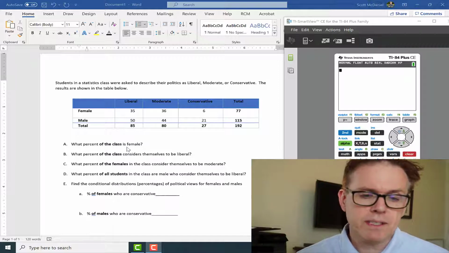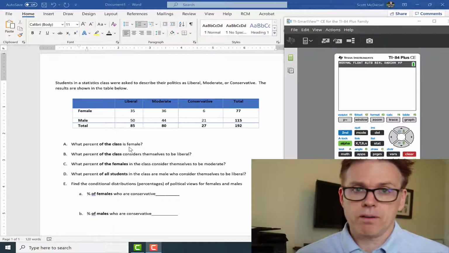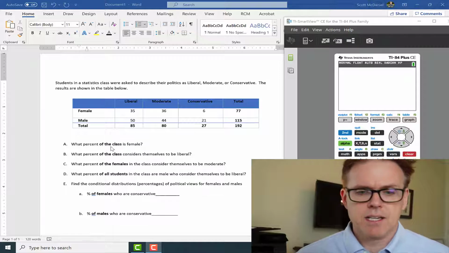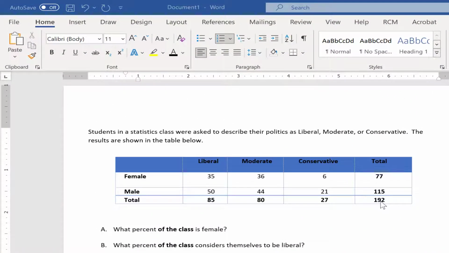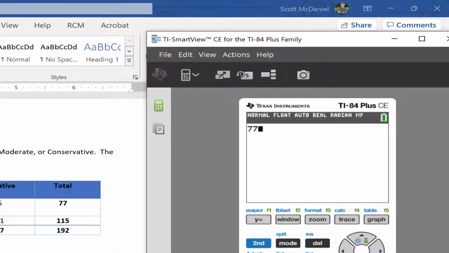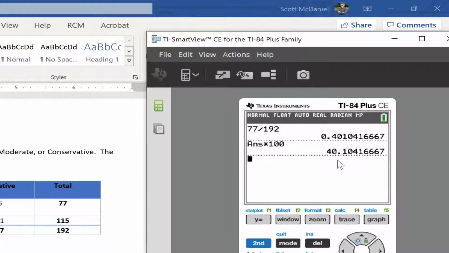So what percent of the class is female? The hardest part on this set of questions is trying to figure out the numerator and denominator. Okay, so what percent of the class? That means my denominator is going to be this 192. And so what percent of the class is female? We look at the total number of females, we have 77. So in the calculator, you can put 77 divided by 192. And if you need to, you can say times 100. Normally I'll just shift that decimal point over 2 places in my head, and we get about 40.1%.